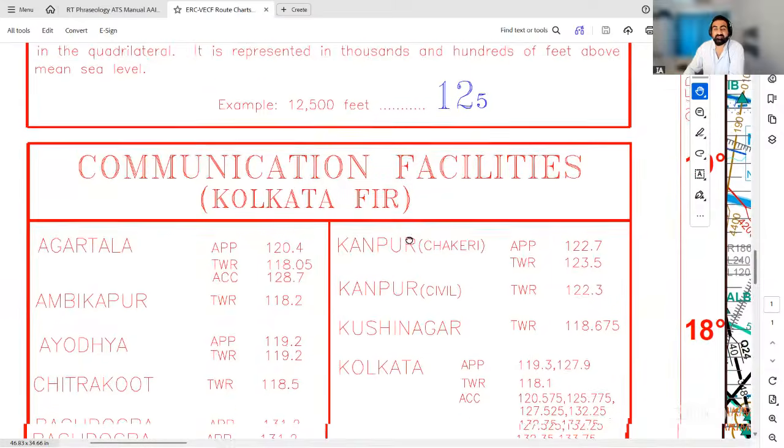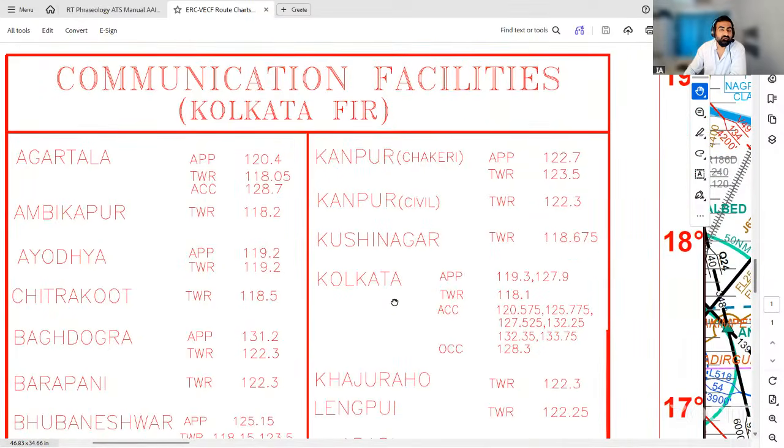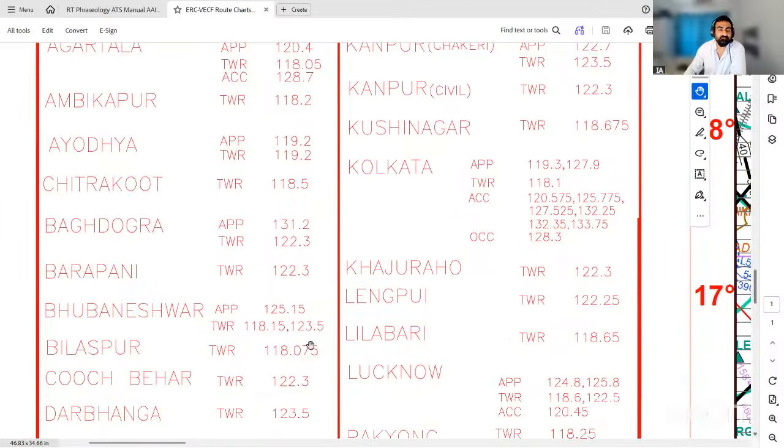And these are different frequencies. So Ranchi, we were checking Ranchi.